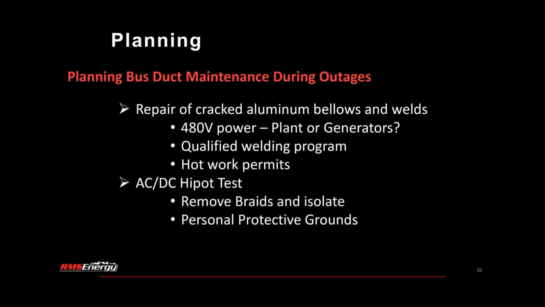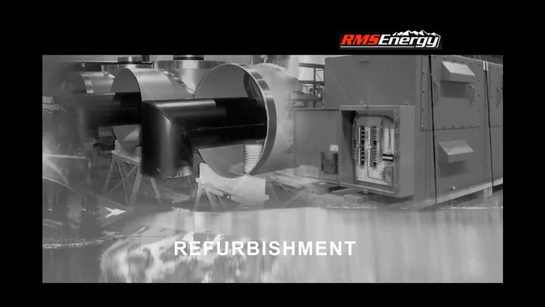And lastly, testing of your bus duct. You will need to remove braids and isolate from all the other equipment, and then plan into your lockout, tag out, the removal of protective grounds or temporary test permits to allow you to AC and DC hot pot that bus as part of your closeout procedures.